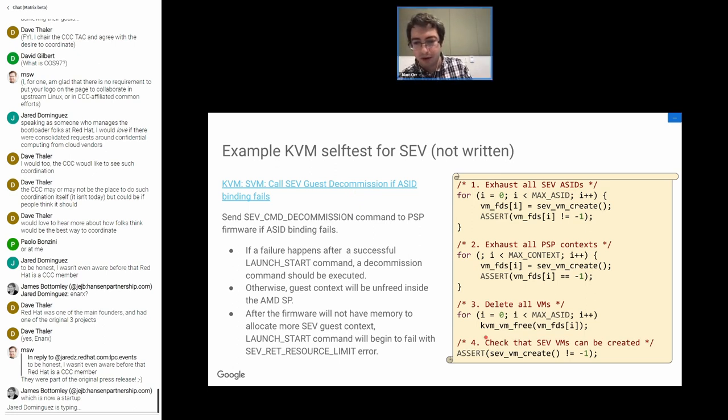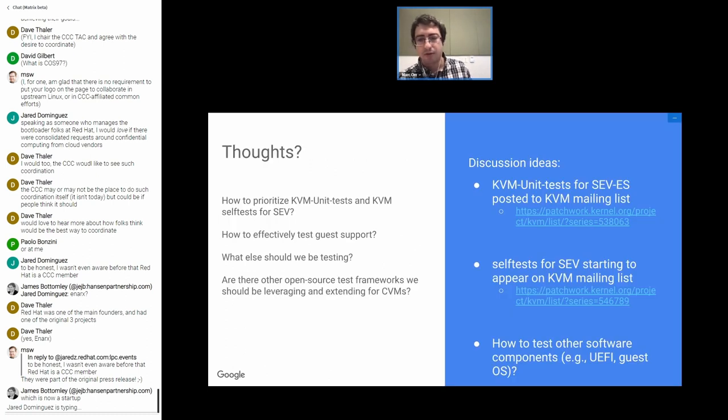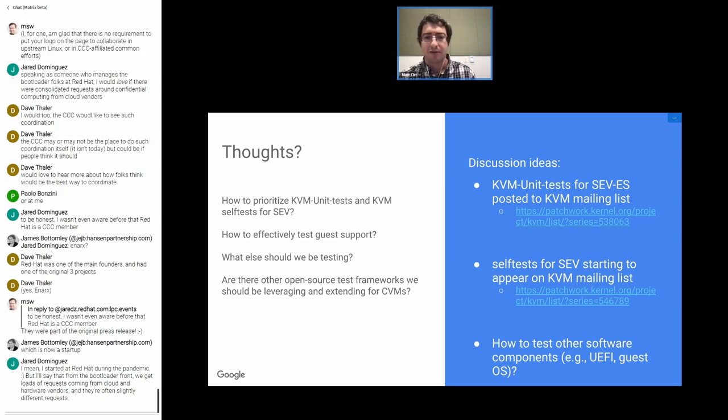So this is where I want to get into the discussion. I personally have more background in KVM, not as much in guest OVMF or guest images, though a little bit from some of the debugging I've done last year. But I know there's been some recent exciting progress on KVM unit test for SEV, and I know there's been some work on selftests as another framework for SEV. So I'd like to highlight those efforts and get people more interested in reviewing those patches, first of all. But even more broadly, what other open source testing frameworks should we be leveraging?